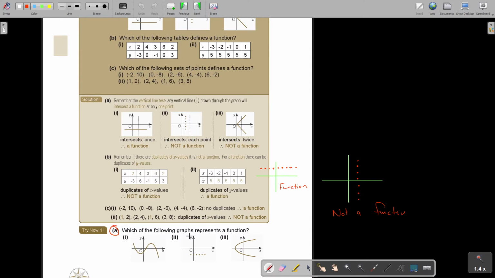Okay, which of the following graphs represent a function? Now, again, I just take your ruler. This is my ruler, and it only cuts 1. Do you see that? So this is going to be a function. This is a function. But this is cutting 2 times, so it's not a function.